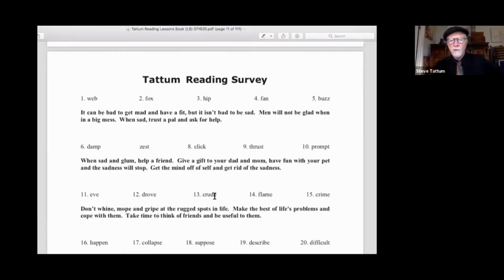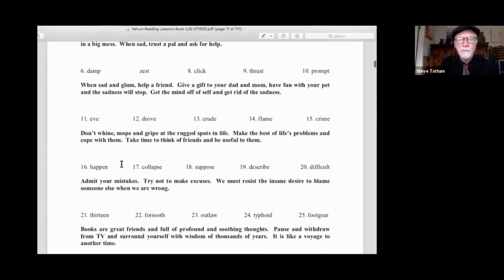Drove, crud, flame, crime. He'll have trouble with these because they're magic E's that aren't frequent. He gets these because these are frequent. Don't win, mop, and grip at the rugs, points, pots, and lice. Make the best of life's problems. Cope with them. He might get happen, calls, this, collapse, suppose, describe, difficult. How I know he's a Voltag kid is he breaks down here. Admit your mistakes, try not to make excuses. We must resign the ends and desire. Okay, he's a Start 3.